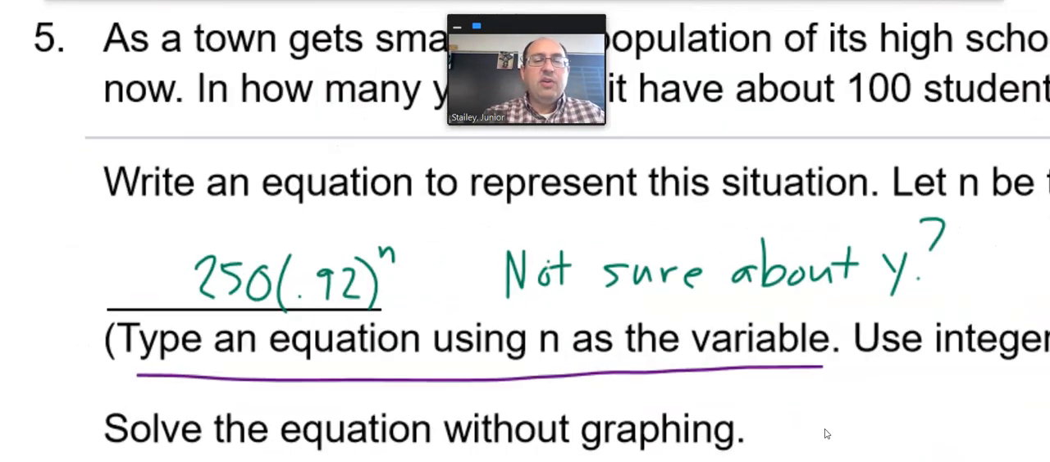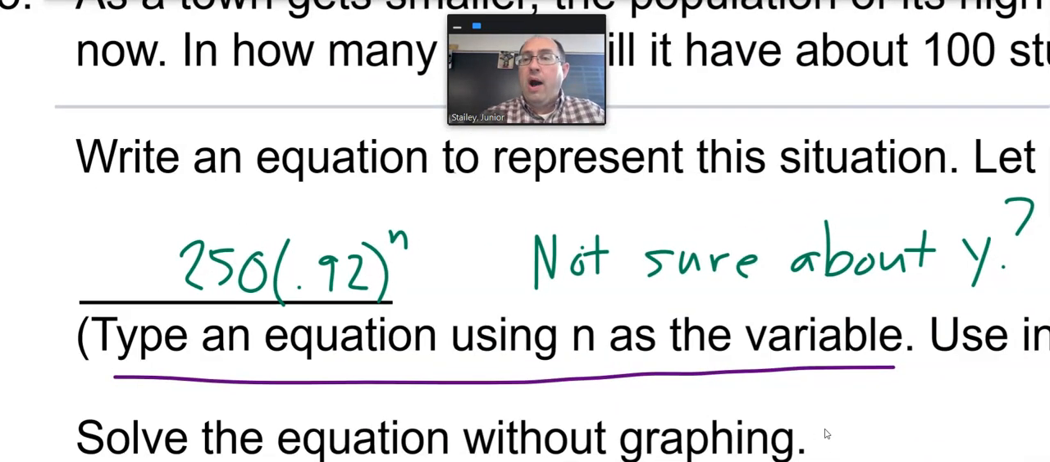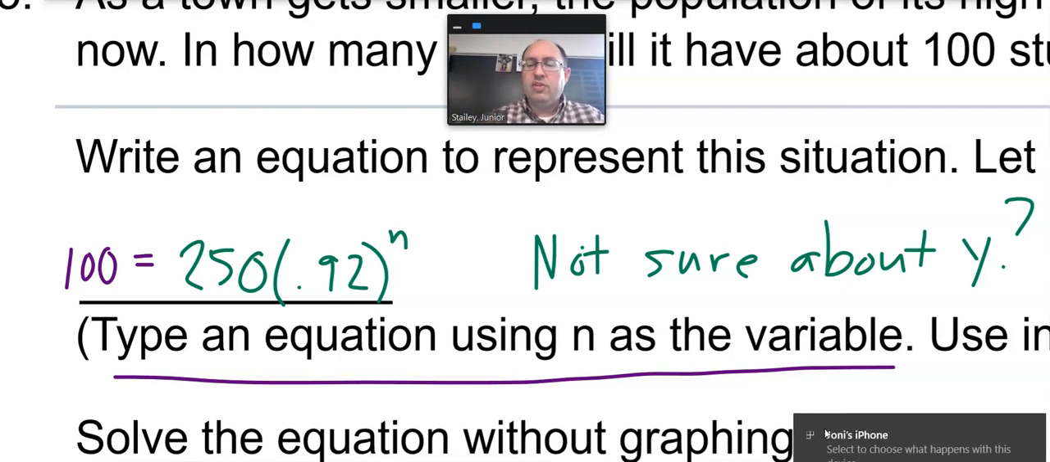Okay. So they don't want me to put a y value in. They actually want me to put 100 in. Okay, now that makes sense. I was a little bit confused when I read that last night.